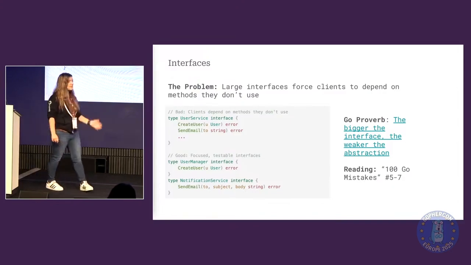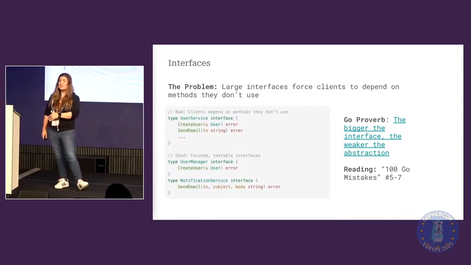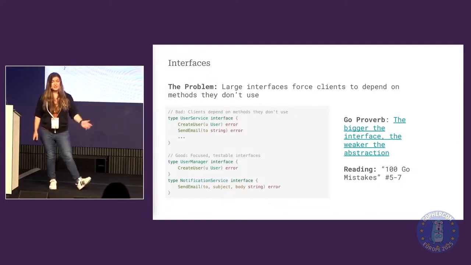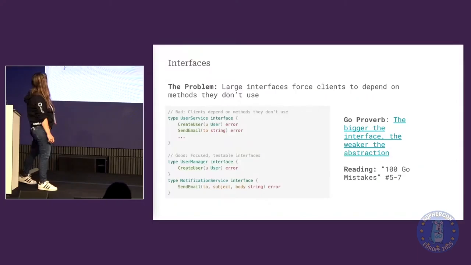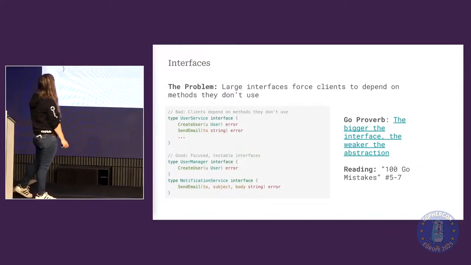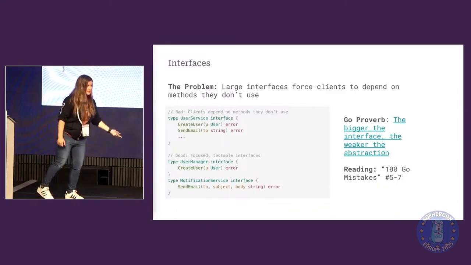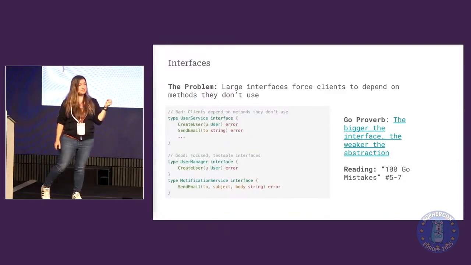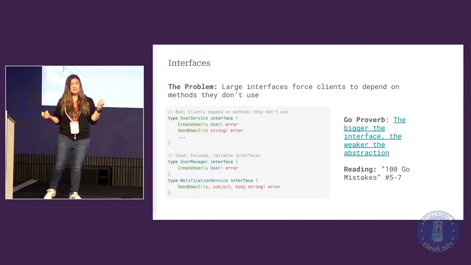Large interfaces are going to force your client to depend on methods that they don't necessarily use. It's going to make it really hard to test and really hard to change because all of the other clients are going to have to change as well. So what we can do is break that down into smaller interfaces specific to what each client needs. Instead of having this user service, which has create user and send email and theoretically a lot of other things as well, you can have a user manager that's just focused on anything having to do with the user, and then a notification service that handles all the notifications. So breaking these down is a good next step.